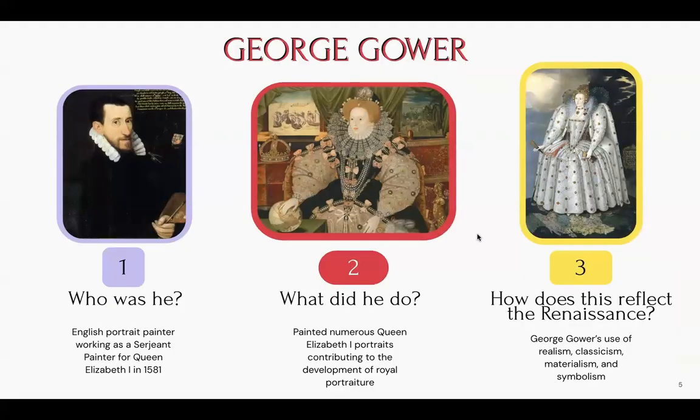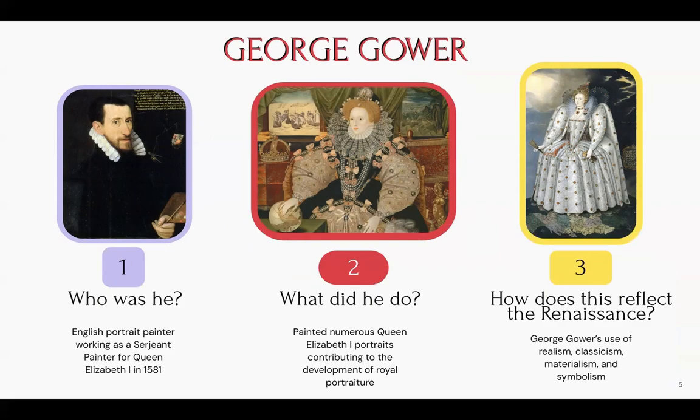So now we'll look at an artist whose portraits contributed significantly to the English Renaissance, and his name was George Gower, who was an English portrait painter working as a serjeant painter for Queen Elizabeth I in 1581. And at first, George Gower started with portraits of himself. An example is on the left.